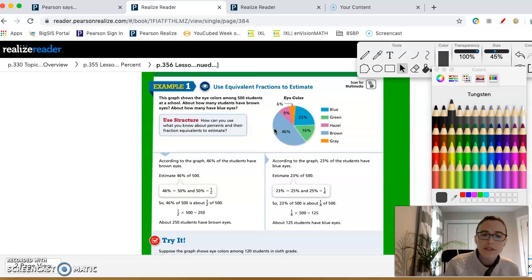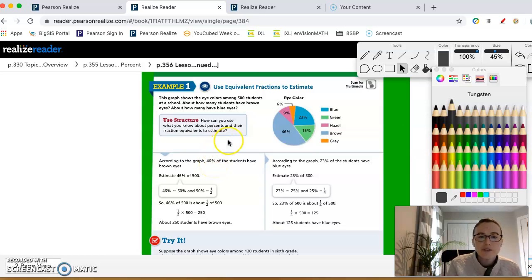Okay, so if we're looking at this, we're being asked to make some estimations here. According to the graph, 46% of the students have brown eyes. Brown eyes is going to be this grayish blue color here. Because we're estimating, we're going to round. So what would we round 46 to? That's a nice benchmark percent. We're going to round it right to 50%.